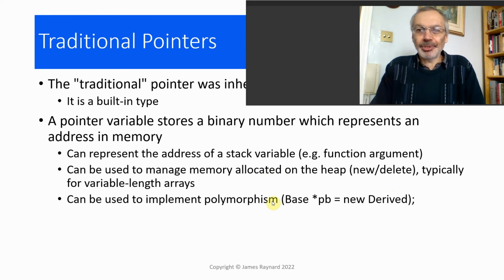And we can also use traditional pointers for polymorphism. We can have a pointer to a base class which actually points to an object of a derived class, and when we call virtual functions through this pointer we get the version from the derived class.